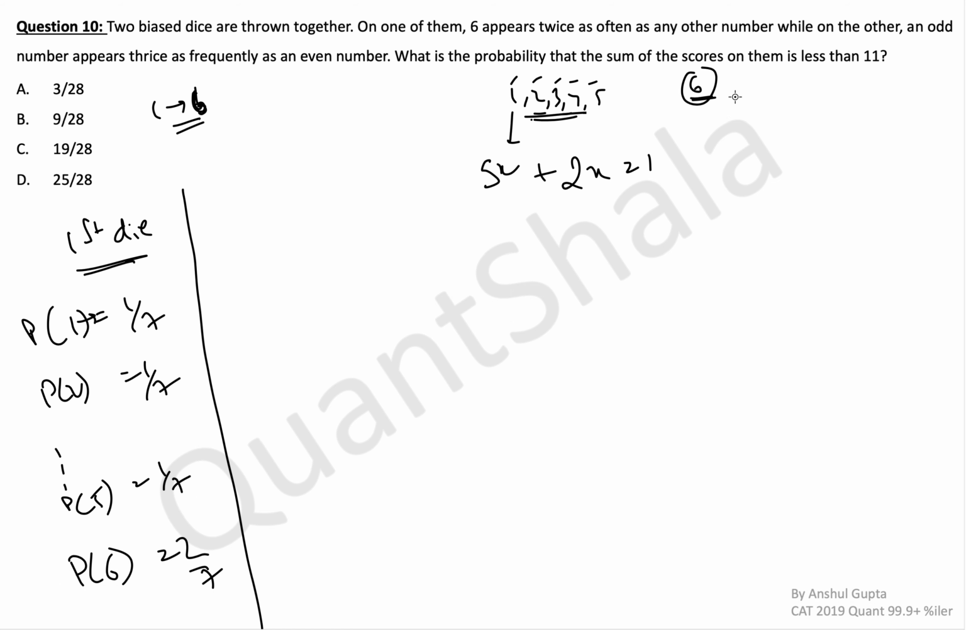For the second die, what do we have? An odd numbers appears thrice as frequently as an even number. Okay? So they're saying 1, 3, 5, 2, 4, 6. If the probability of an even number is x, that means this is x. The total probability of this would be 3x plus what is the probability of 1 now? Thrice of x, because probability of odd number is thrice as an even number. So 3x into 3 becomes 9x. This is equal to 1, x becomes 1 by 12.